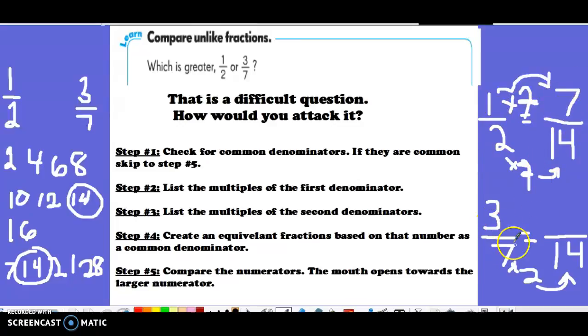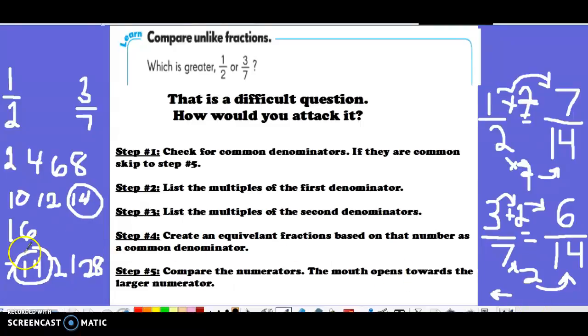The same can be said for 3/7. In order to change the denominator, I needed to multiply by 2. So if I change the denominator using multiply or divide, the same to the top numerator must be applied. So if I multiplied the denominator, which was 7, by 2 to get 14, I need to multiply the numerator, which is 3, by 2, which gives me the answer of 6. And now that I have created 2 equivalent fractions with common denominators, I'm finally ready for step 5. Compare the numerators and then the mouth opens wide towards the larger numerator.